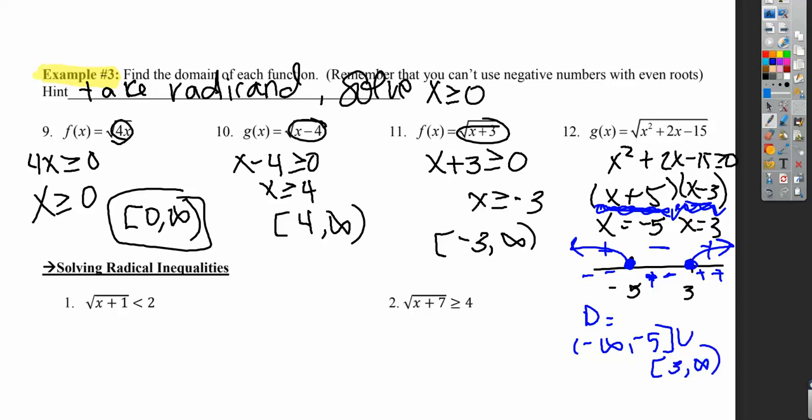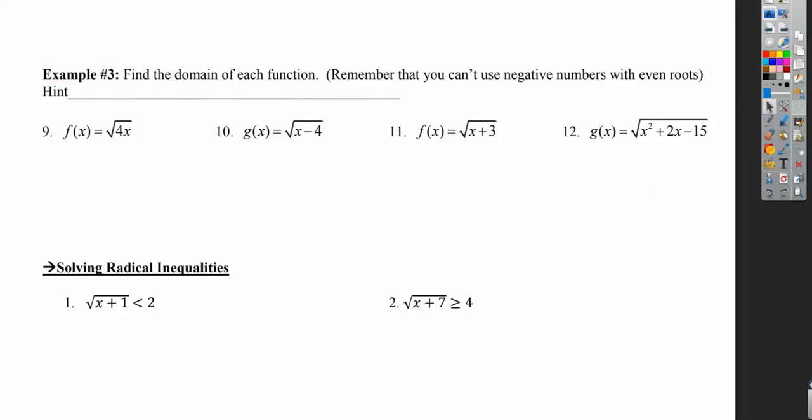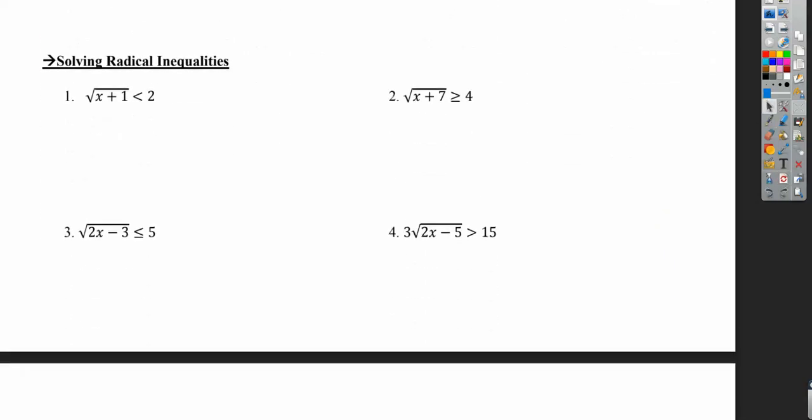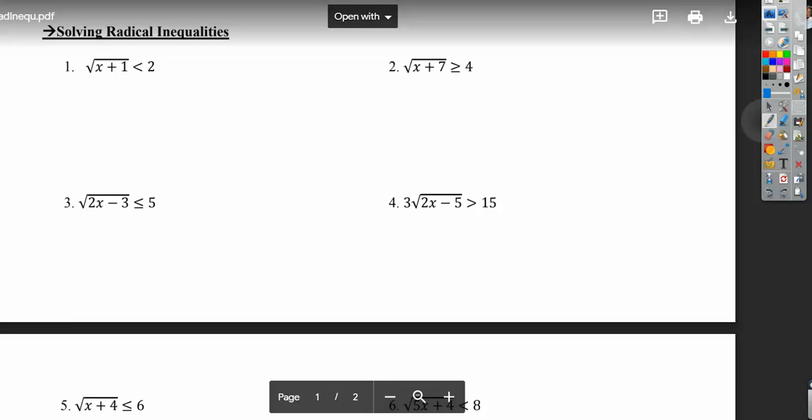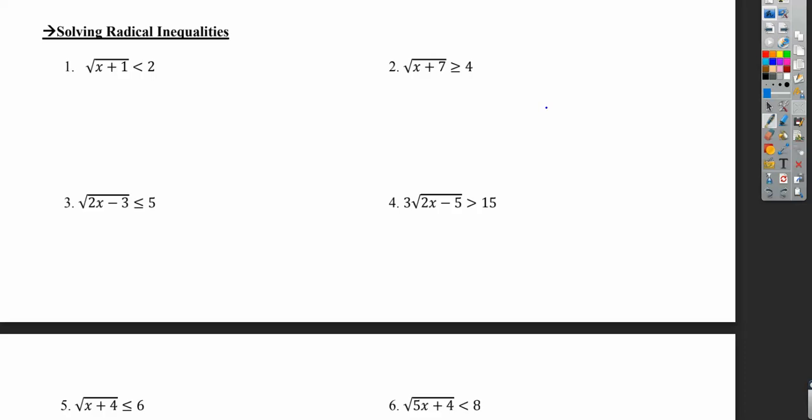So I only had to do that because I had to factor. So let's now take that knowledge and let's talk about solving radical inequalities. Radical inequalities are very similar to solving all of the rest of the inequalities. We're solving like equations.